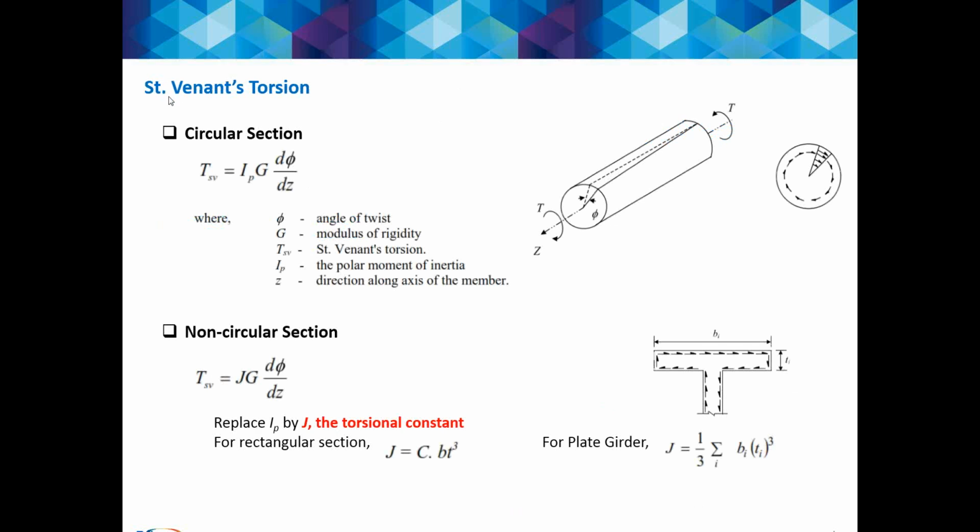If we first look at the Saint-Venant torsion, which is just twisting, we know how this torsion can be calculated using the polar moment of inertia and the shear modulus, and differentiating the twisting angle. We can obtain the Saint-Venant torsion in case of a circular section. In case of a non-circular section, this polar moment of inertia will be replaced by the torsional constant.